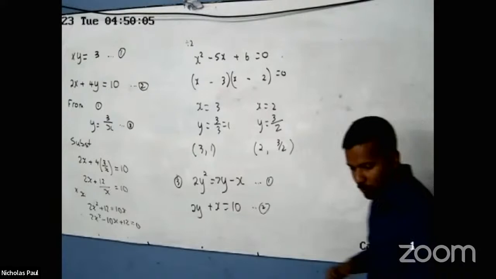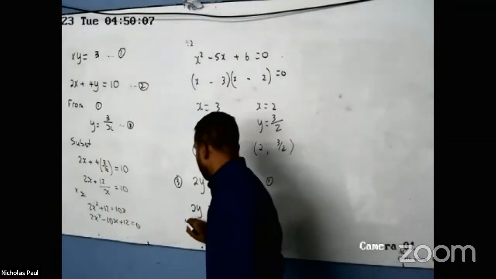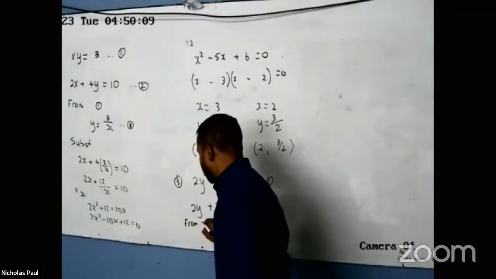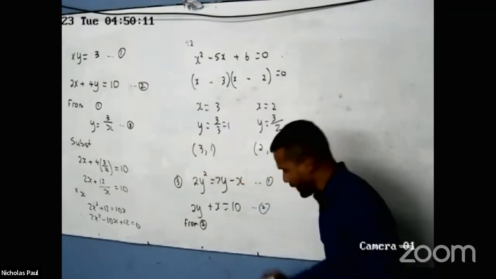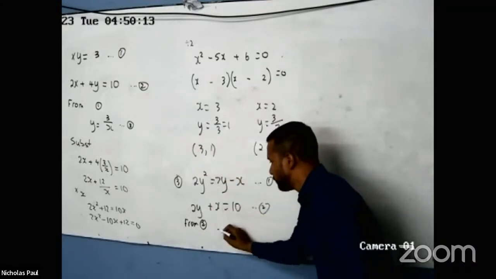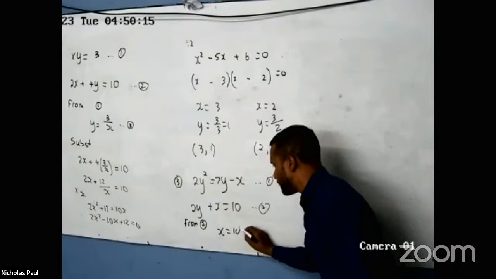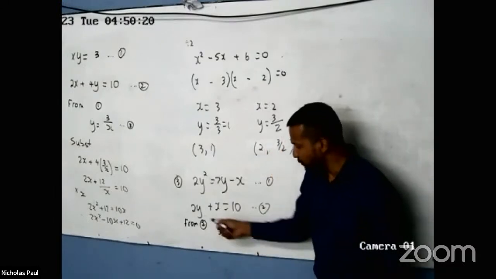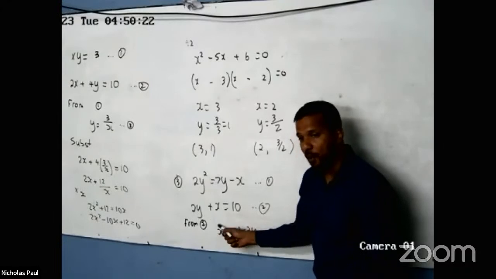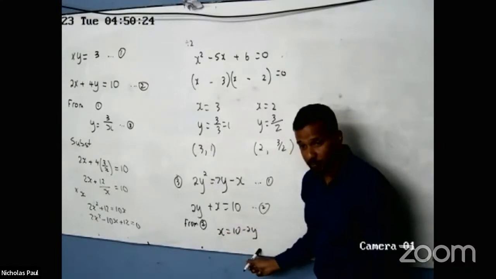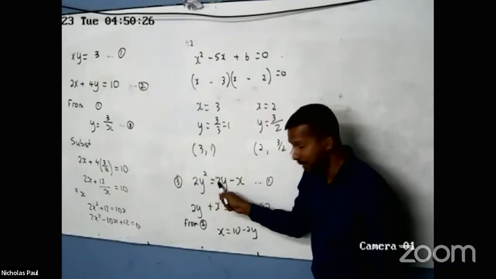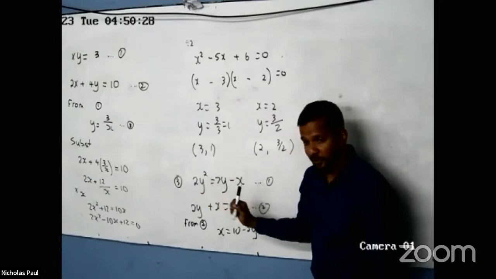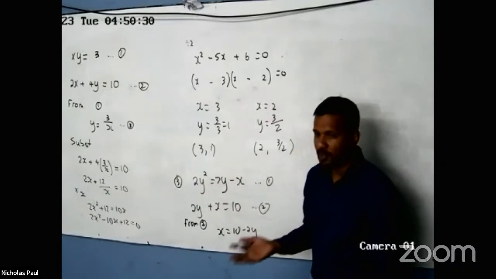All right, so from equation 2, I will make x the subject, so I'll get x is equal to 10 minus 2y. You also have a problem if you make y the subject of the formula. If you make y the subject, you'll get a fraction. Plus, you have 2y to put in here. So you have two sets of simplifying to do. You don't want that.